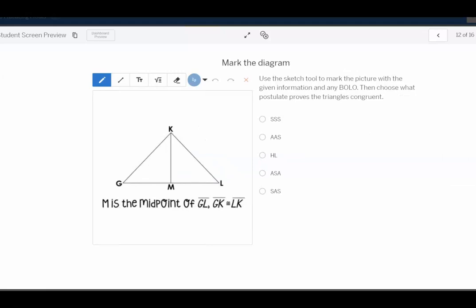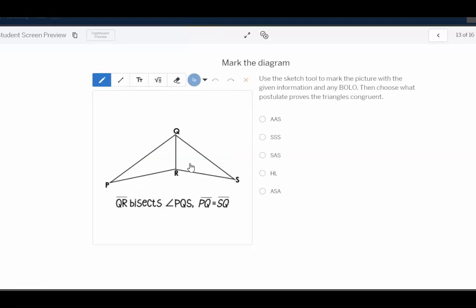All right, this next one says, use the sketch tool to mark the picture with the given information. Same thing, M is the midpoint of GL, so we can go ahead and say that these two are congruent. And GK is congruent to LK, so we can say that these two are congruent. And then what else do we know? Well, we know that any segment is congruent to itself, so that's our third side, so we're going to choose side, side, side.